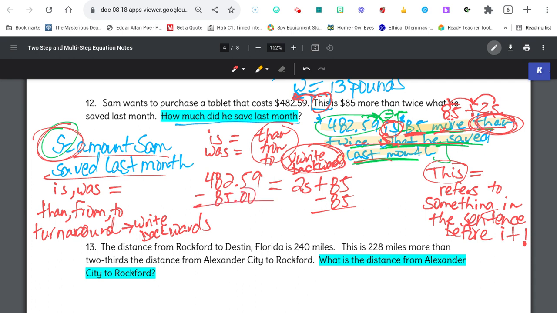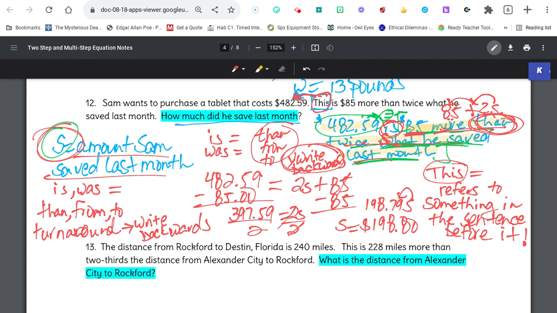All right, so I have 482.59 minus $85. That's going to give me $397.59 equals 2s because these cancel. And then I'm just going to divide both sides by 2. And s, which is what he saved last month, will be $198.80. It actually looks like this.